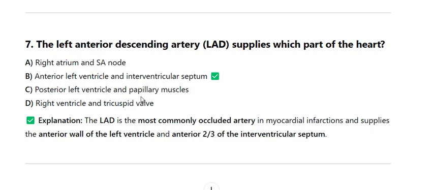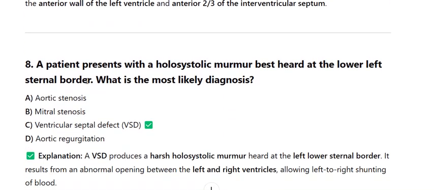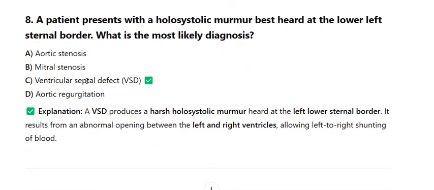8. A patient presents with a holosystolic murmur best heard at the lower left sternal border. What is the most likely diagnosis? A. Aortic stenosis. B. Mitral stenosis. C. Ventricular septal defect, VSD. D. Aortic regurgitation. Explanation: VSD produces a harsh holosystolic murmur heard at the left lower sternal border. It results from an abnormal opening between the left and right ventricles, allowing left to right shunting of blood.